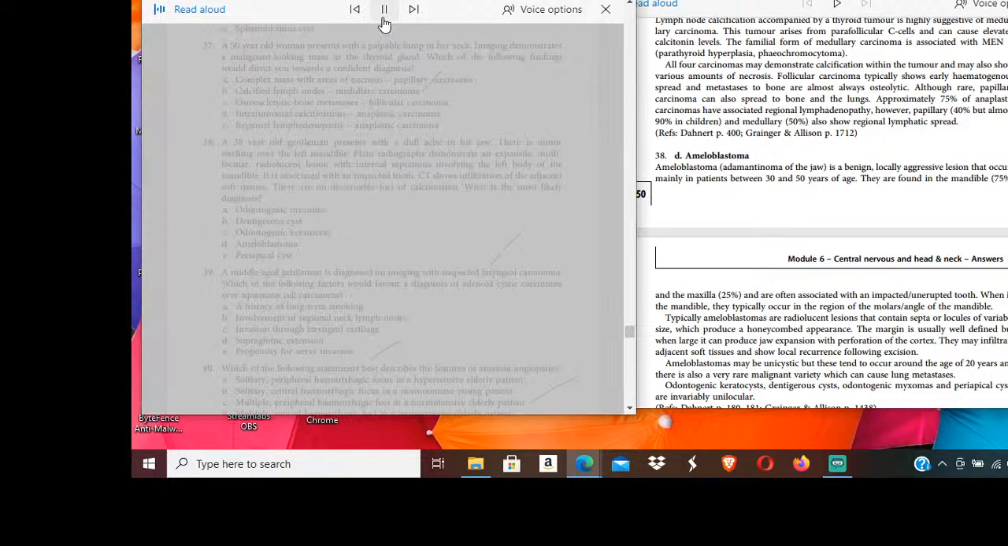E. Sphenoid sinus cyst. 37. A 50-year-old woman presents with a palpable lump in her neck. Imaging demonstrates a malignant-looking mass in the thyroid gland. Which of the following findings would direct you towards a confident diagnosis? A. Complex mass with areas of necrosis. Papillary carcinoma. B.